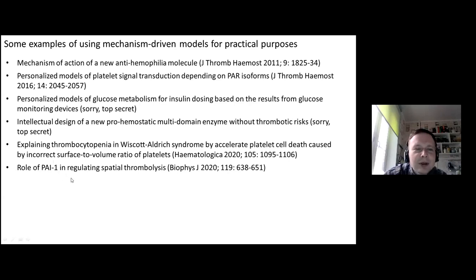And a couple of recent examples is an attempt to understand the mechanism of bleeding in Wiskott-Aldrich syndrome. This is a complicated disorder which is associated with microthrombocytopenia. And we used models of platelet calcium homeostasis to first understand and then experimentally confirm the mechanisms of platelet death in this disorder.